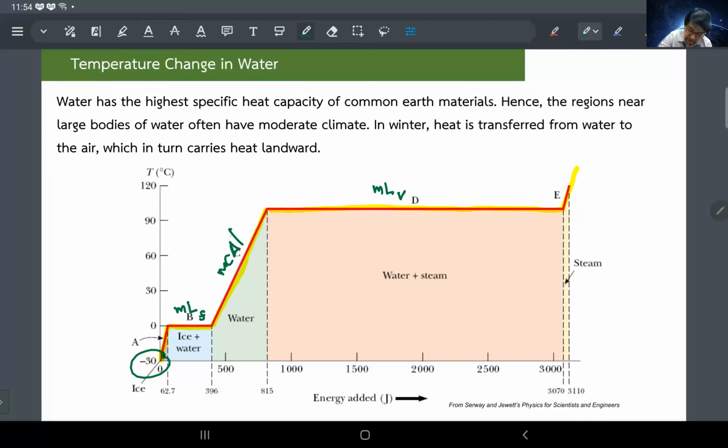There you go. m c delta T, capital T, sorry. I was using small t, we reserve that for time. There you go. There you go. All right.